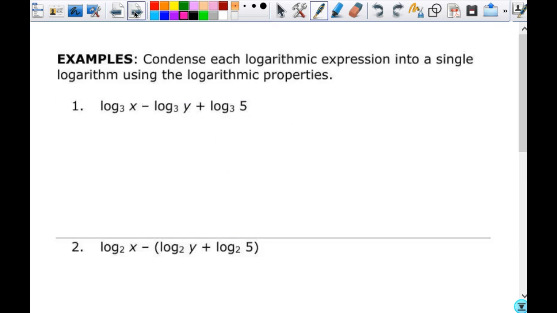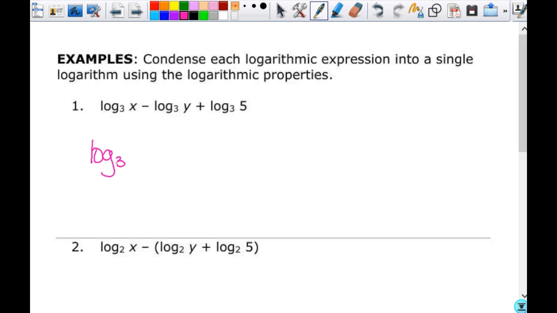So condensing, it's a little bit easier here. The first thing we have to do is make sure all of our bases are the same. Okay. All the bases are the same. That's good. I have to see if I have anything out in front that I need to change back into an exponent, and I don't. So I have log base 3 of x, log base 3 of y, and log base 3 of 5. So overall, it's just going to be log base 3. Sometimes you can do all this in one step. Sometimes it's going to take you more than one step.